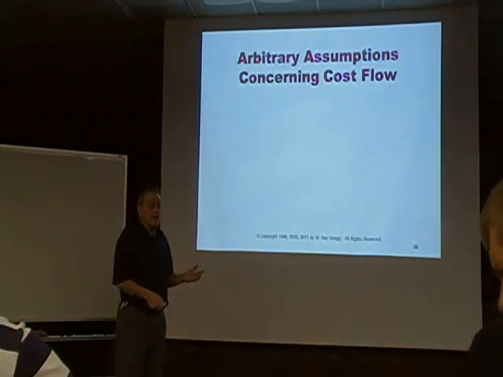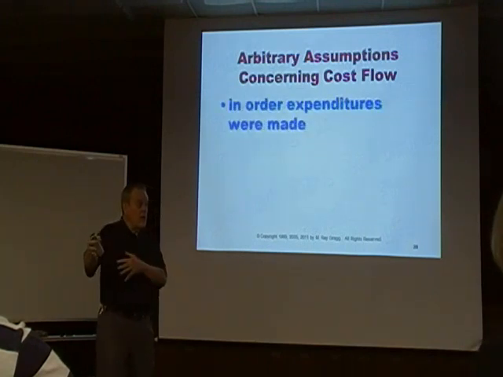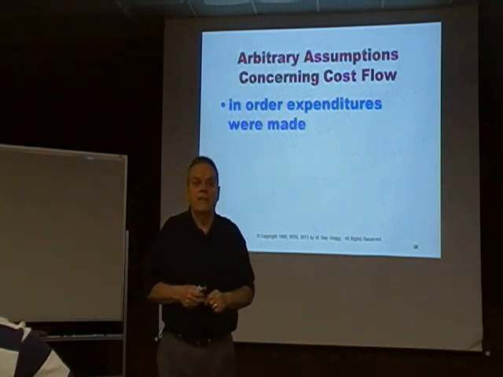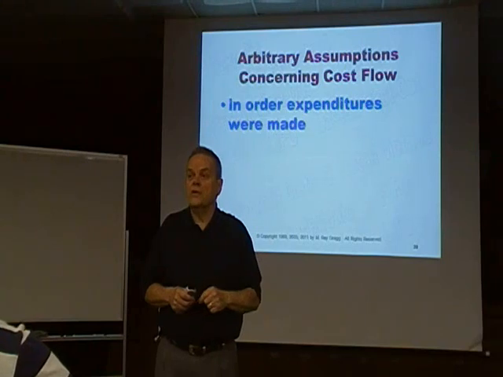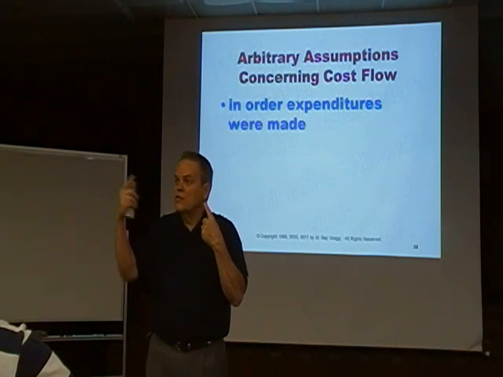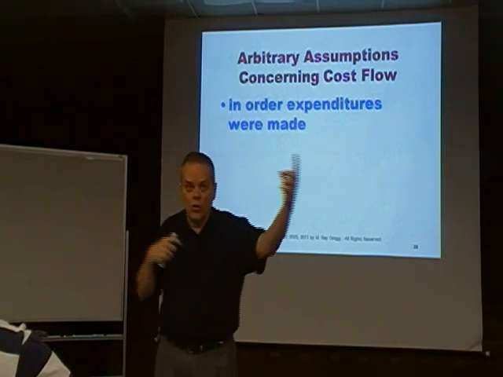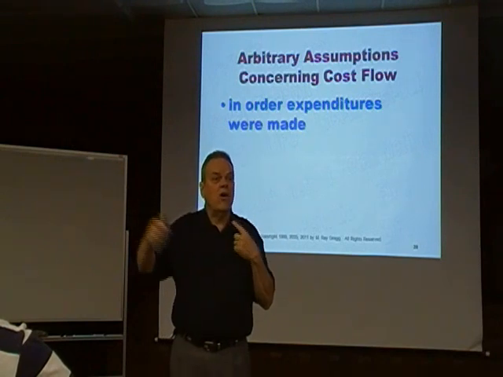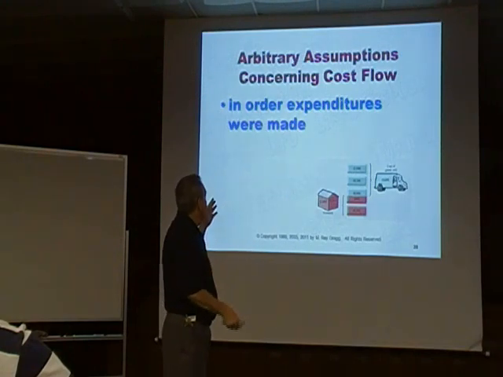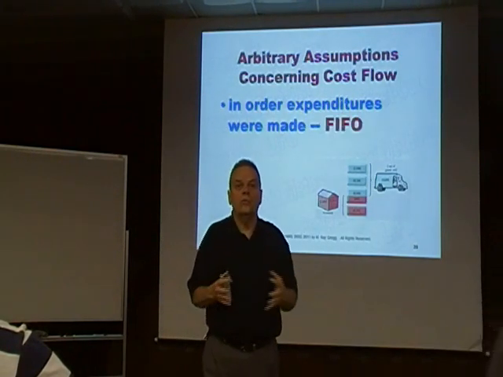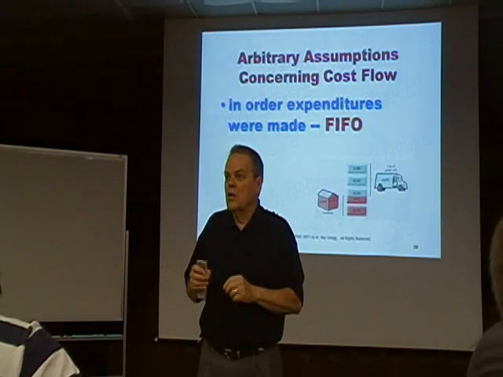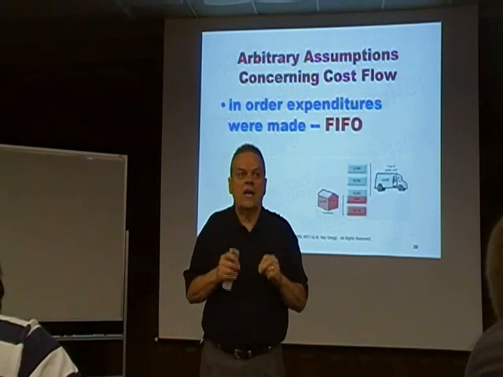Let's talk about how we might stock the shelves. The goods may actually flow in the order that the expenditures were made. This one has a nickname. The first item that we buy is assumed to be the first item we sell, in the order that the expenditures were made. We call this one first in, first out. First in, first out is so commonly known that we don't call it first in, first out in the real world. We call it FIFO. FIFO stands for first in, first out.